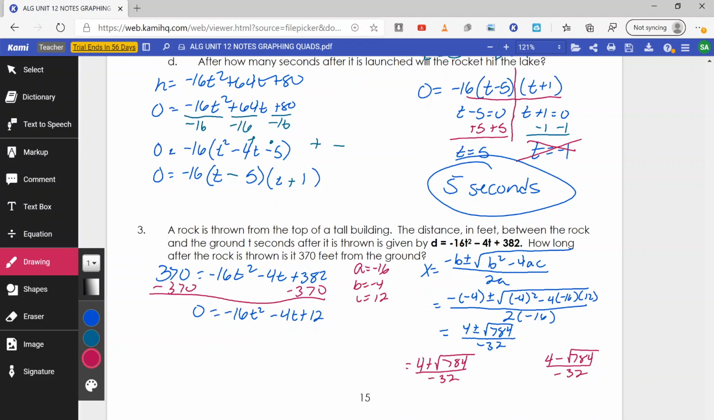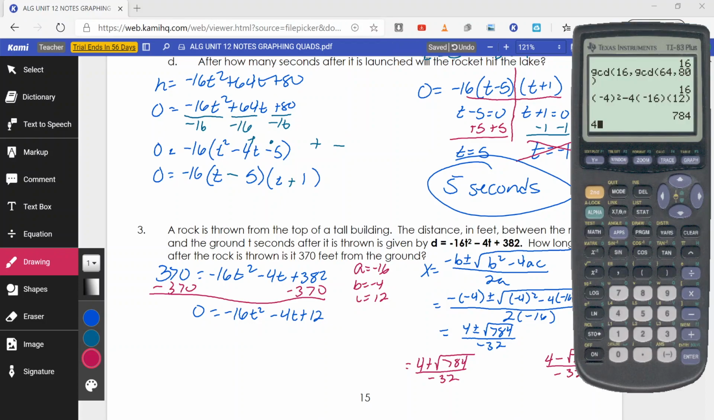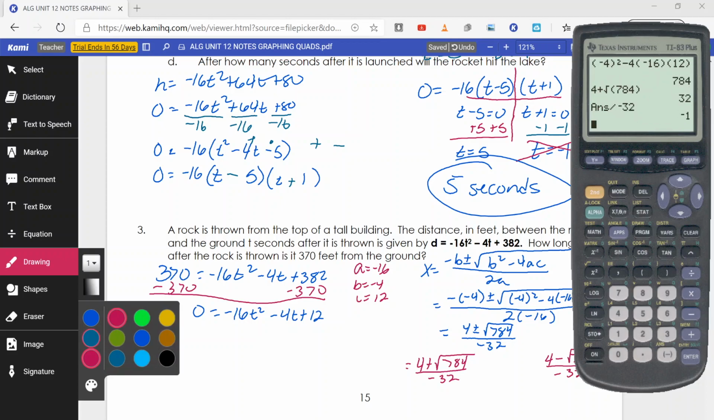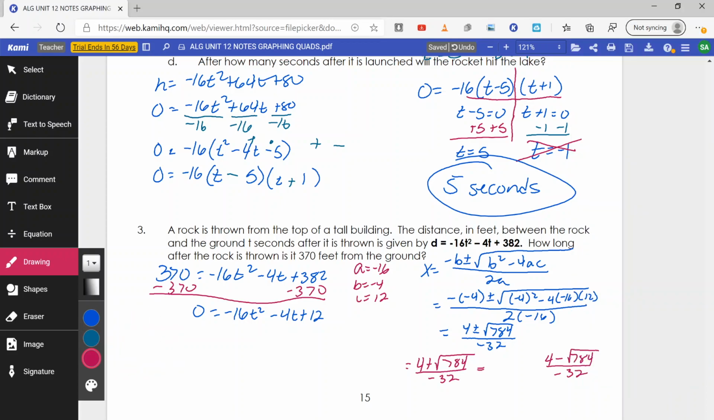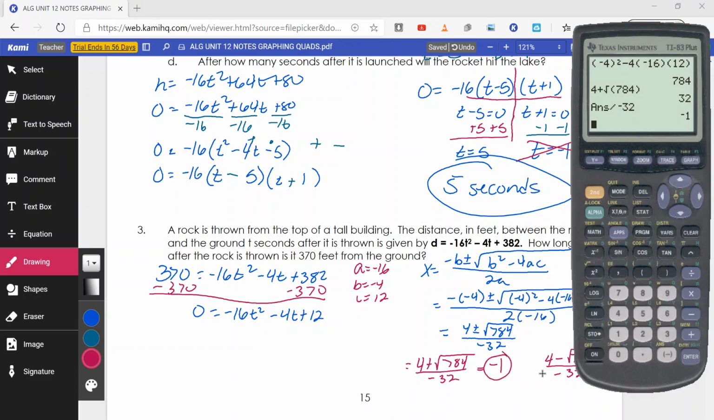And I'm going to do each of those. So 4 plus the square root of 784, and we divide by negative 32. So we get negative 1, a time value of negative 1. And then if I do the other one, 4 minus the square root of 784, negative 24, divide by negative 32, 0.75.